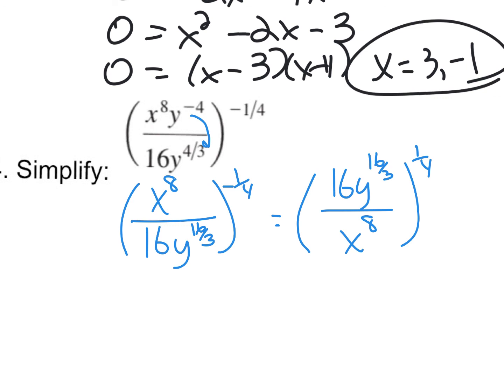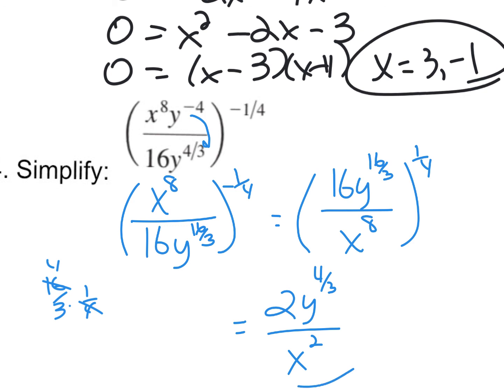And remember, the exponent on the outside goes for everything inside. If you do 16 to the 1/4, that really means the 4th root of 16. You can punch it in if you need to. But the 4th root of 16 is 2, because 2 to the 4th power is 16. On the y, if I do 16 thirds times 1/4, I'm multiplying the exponents here, that 4 cancels. I just get 4 thirds, so I get y to the 4 thirds. And if I do 8 times 1/4, that is 2, so I get x squared. And there you go. That's as simple as you can get.